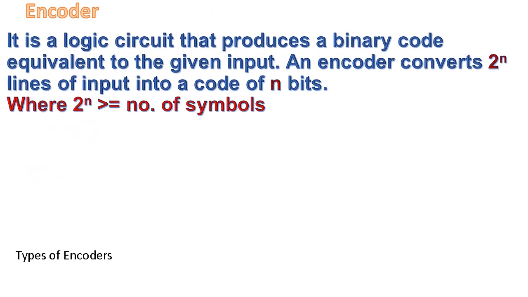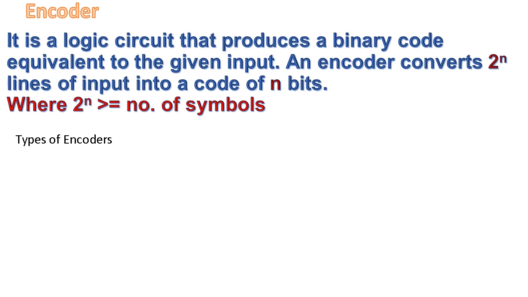First we will talk about encoder. It is a logic circuit that produces a binary code equivalent to the given input. An encoder converts 2 raised to the power n lines of input into a code of n bits, where the condition 2 raised to the power n greater than or equal to the number of symbols should be satisfied.